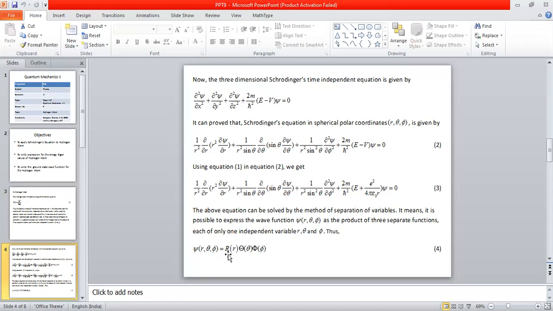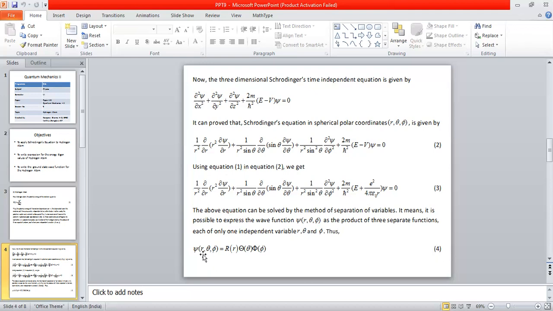For example, I have written here capital R. Capital R is a function of the radial coordinate r, capital Theta is a function of the angular coordinate theta, and capital Phi is a function of the third coordinate, small phi. Therefore, equation 4 is what we call the method of separation of variables. We are using this method in order to solve equation 3.